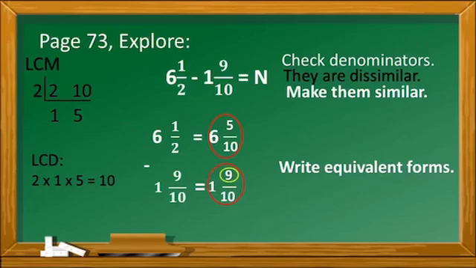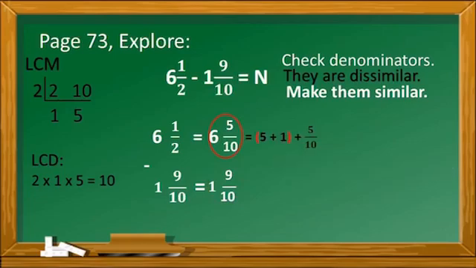However, 9 cannot be subtracted from 5. So what we will do is, we regroup 6 and 5/10. 6 and 5/10 becomes 5 plus 1 plus 5/10. Then we regroup again 10/10, which comes from a whole number 1 plus 5/10, which gives us 5 and 15/10. This time, we can subtract 5 and 15/10 to 1 and 9/10.